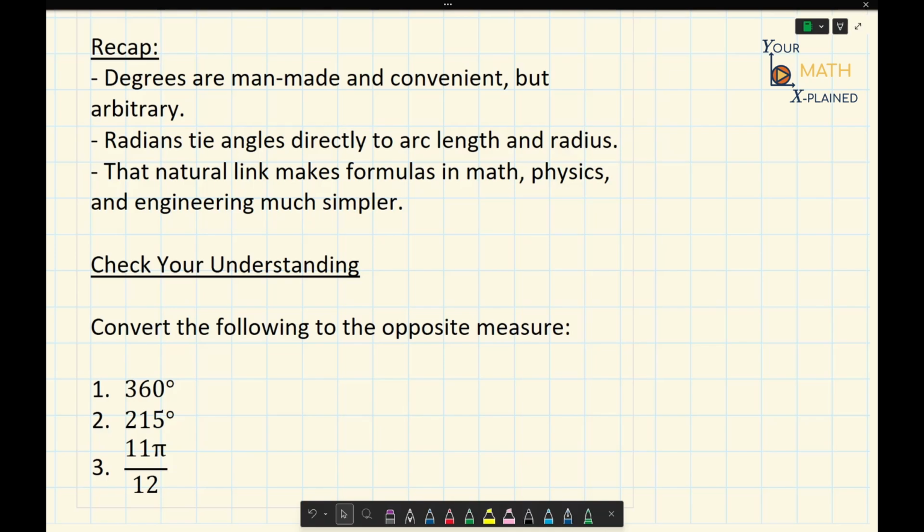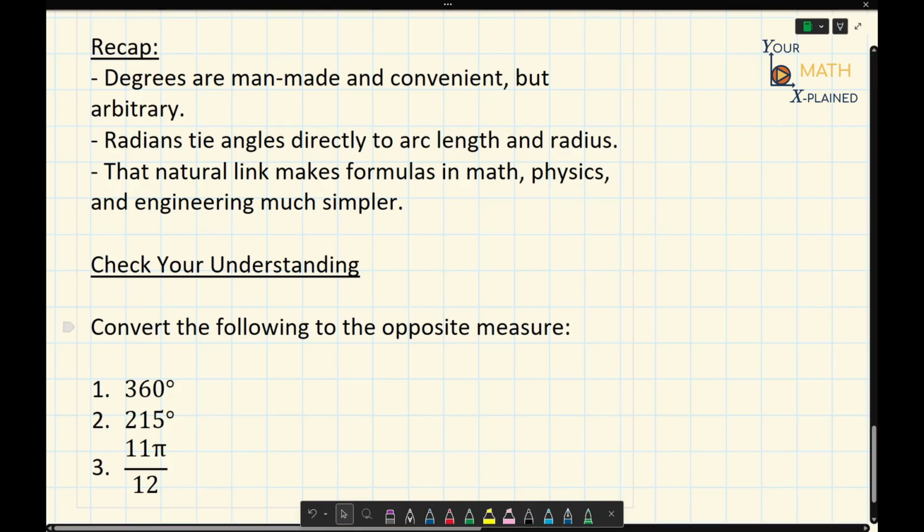So now it is your turn to give this a try. Can you convert these 3 angles listed here to the other measure?